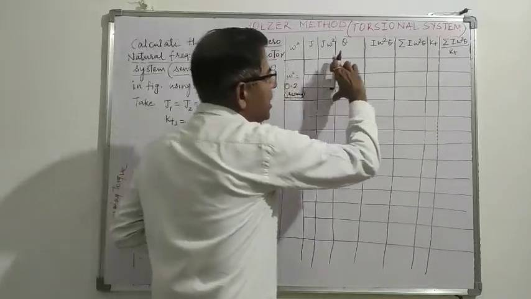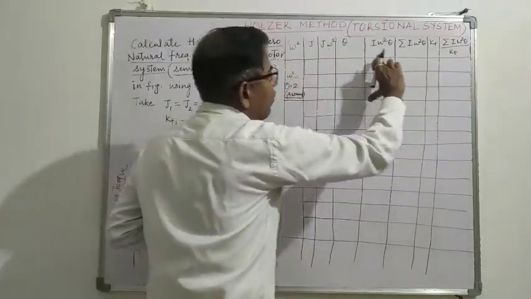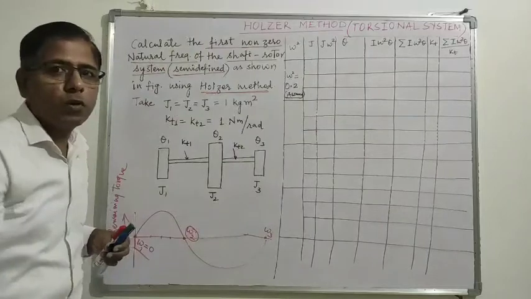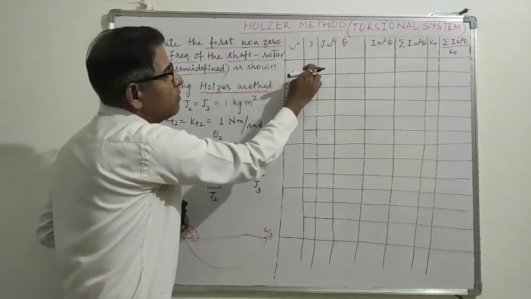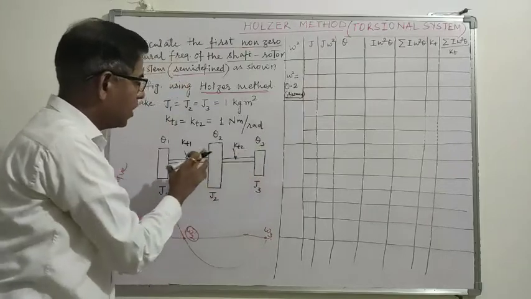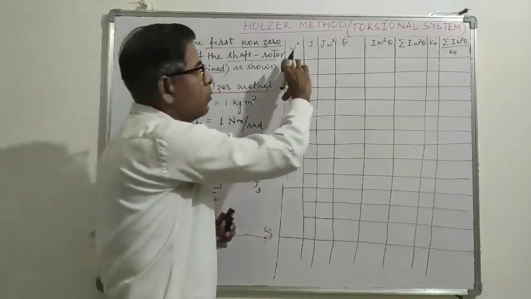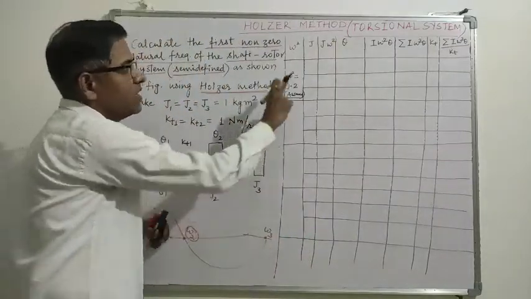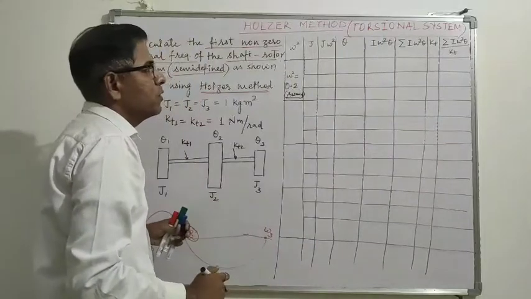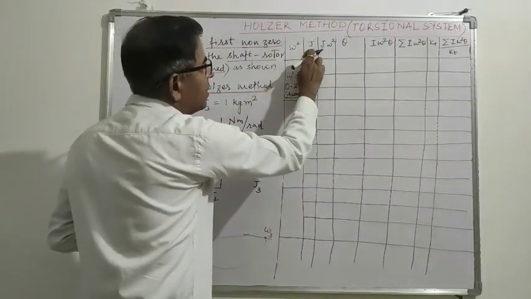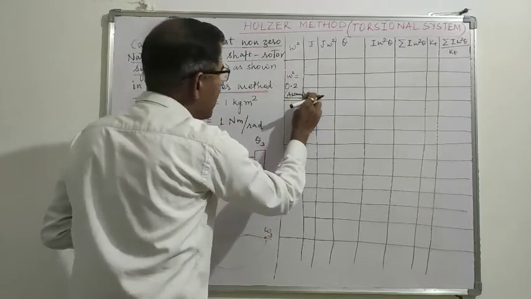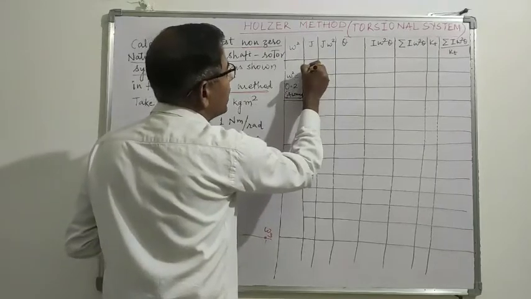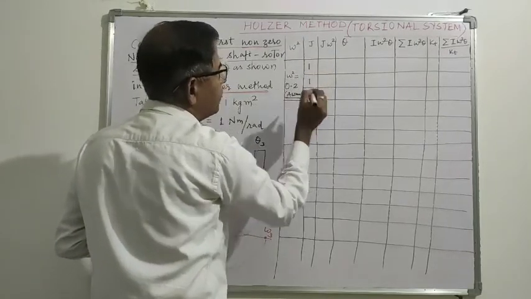Now for one iteration, this is the first iteration, I have made 3 rows because we have 3 rotors over here. So there are 3 values, J1, J2, J3. If your problem has 4 rotors, you would have to draw 4 rows for one iteration. The values of J1, J2, J3 are each given as 1, so here we write 1, 1, 1.